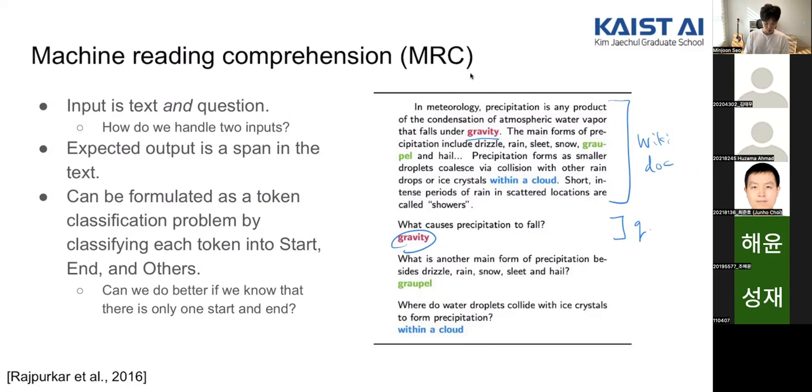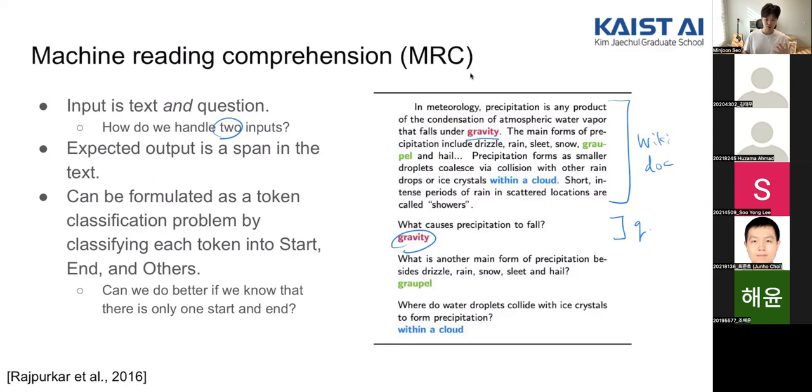So one important question to answer first is, how can we handle two inputs? And the second difference, which is maybe a bit more familiar because we have done NER, is that the expected output is a span in the text. So it's trying to give an answer in a text form, but that text form is not 100% free form, it has to be a span in the text. You might ask why they did that. If you do it free form, it becomes very difficult to evaluate because there are so many true answers.